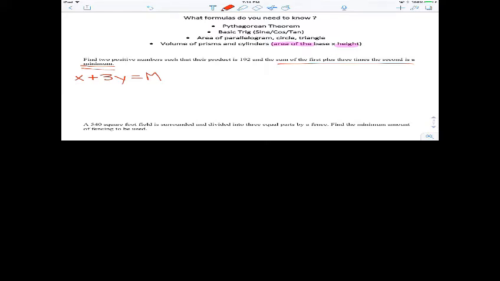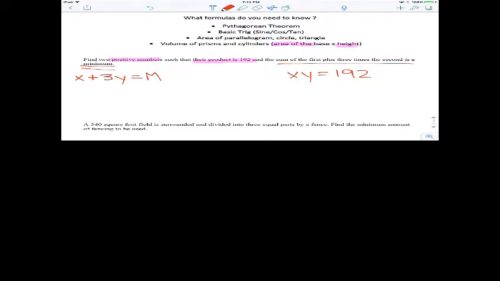Now, what is my constraint? Well, I know they're positive. I'm not going to write an equation for that, but I know that. And their product is 192. So I know that xy is 192. So now at least I've got this, right? So let's see what we can do here.